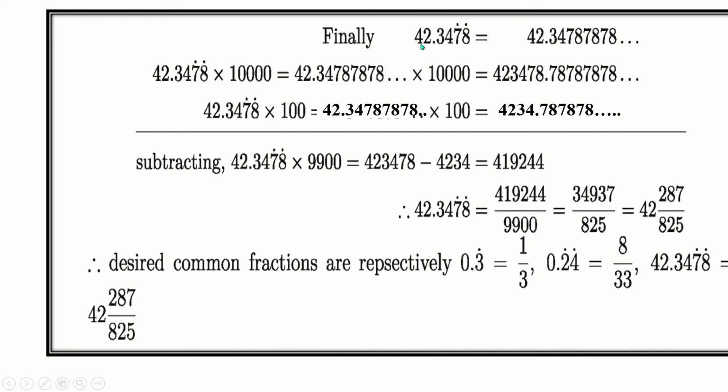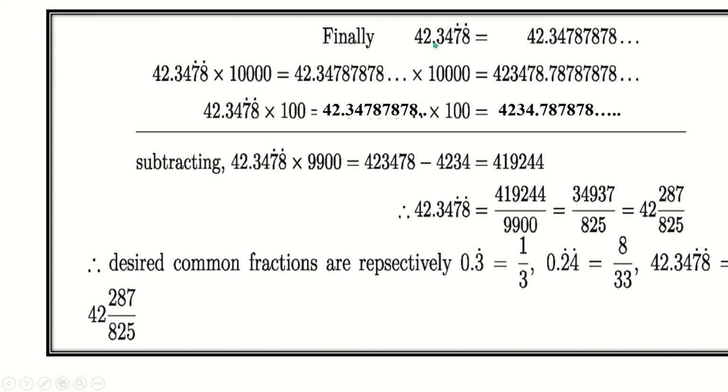At first we have to take the total, that means 4 2 3 4 7 8, that means 4 2 3 4 7 8, to make it easy to understand. And we have to subtract the non-recurring part, the non-repeating part.